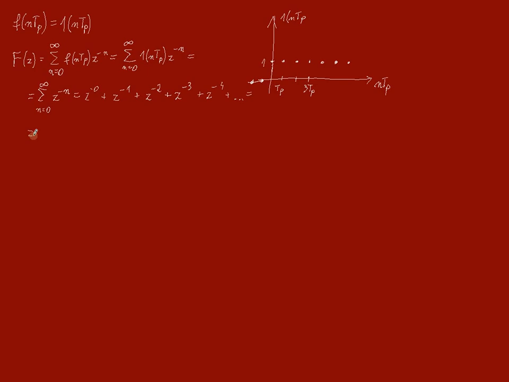We have this infinite sum. We see that each subsequent term is divided by z, which means that the subsequent components of this sum form a geometric sequence. The sum of an infinite sequence is called a series. So we need to calculate the geometric series.